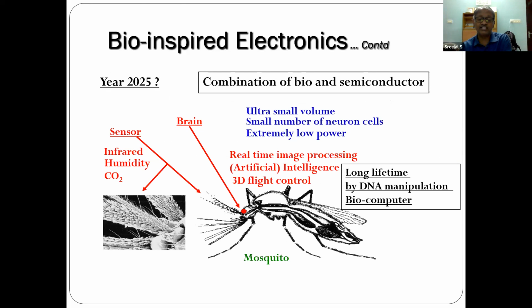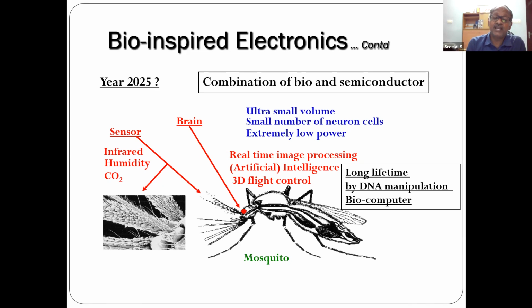Now let us look at some of nature's other creations also. For example, this mosquito that we can see in the figure here, it involves a combination of bio and semiconductor. So what all does a mosquito have? It has got sensors on its head which can sense infrared, humidity, CO2, etc. It has got a very tiny brain which can do real-time image processing, artificial intelligence, 3D flight control, etc., in our parlance, if we tell it. Then it has got ultra small volume, a very small number of neuron cells, and it is extremely low power. We can just think how much power or energy a mosquito has.